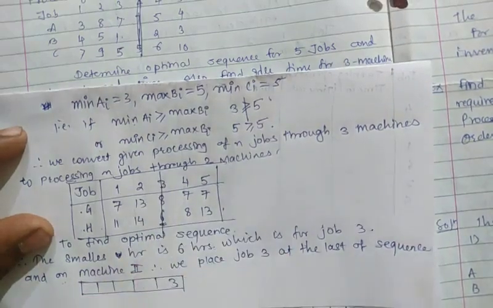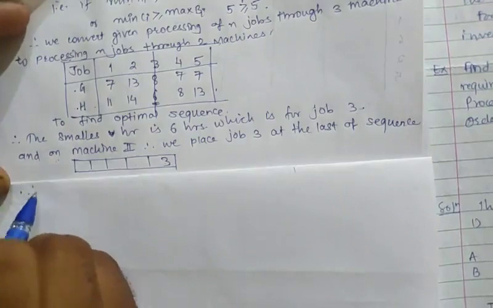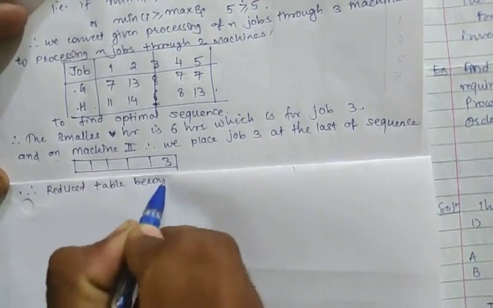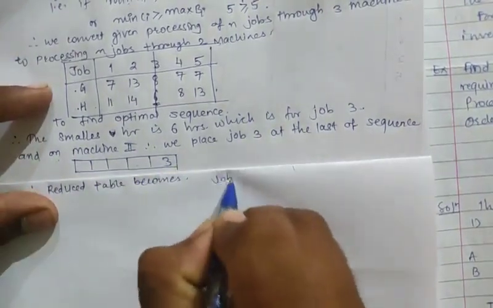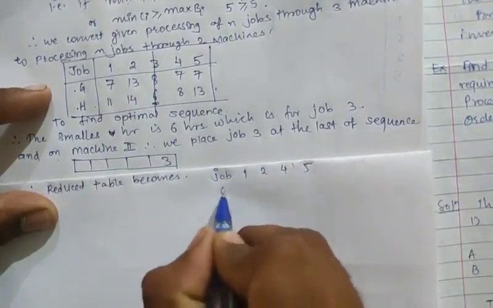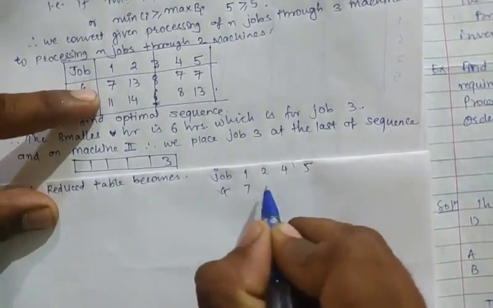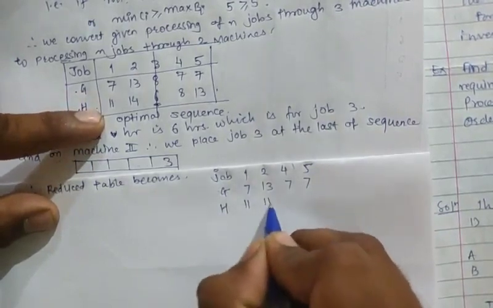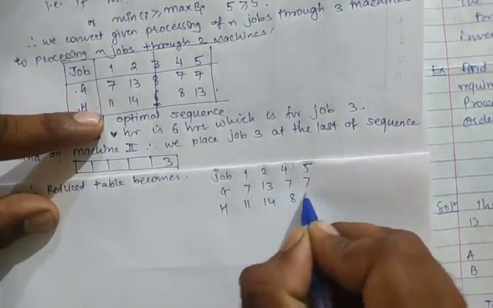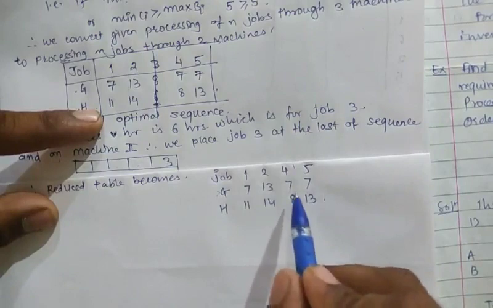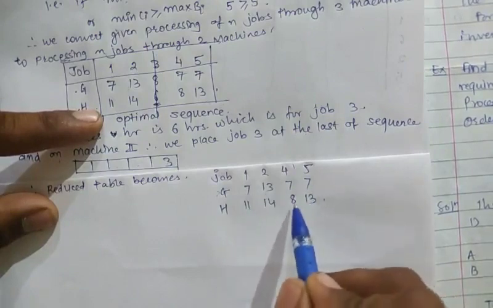Now we delete this sequence. Therefore the reduced table becomes: jobs 1, 2, (3 cancelled), 4 and 5. So for G, which is the first machine, the values are 7, 13, 7, 7, and for H, 11, 14, 8, 13. So this is 7, 11, 13, 14, 7, 7, 8, 13.